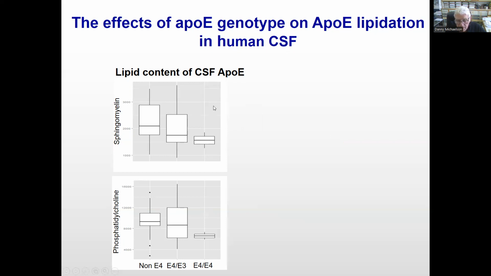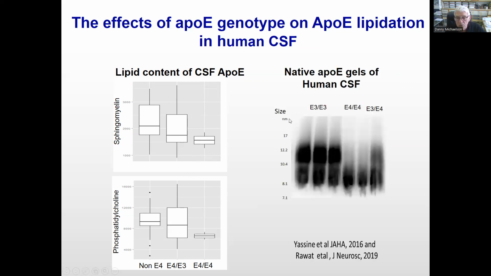These are results from Yassin Hussein's lab, looking at the CSF of ApoE4 and non-ApoE4 carriers. And as you can see with the 2 lipids shown over here, phosphatidylcholine and sphingomyelin, the level of these lipids associated with lipoprotein in the CSF is much lower in the E4 carriers for both of those lipids. So this is a clear illustration that the extent of lipidation is indeed lower in E4 carriers than in non-E4 carriers.